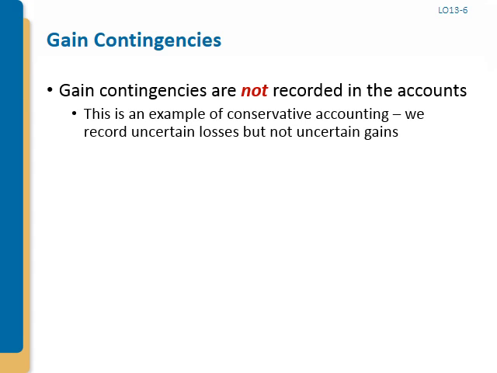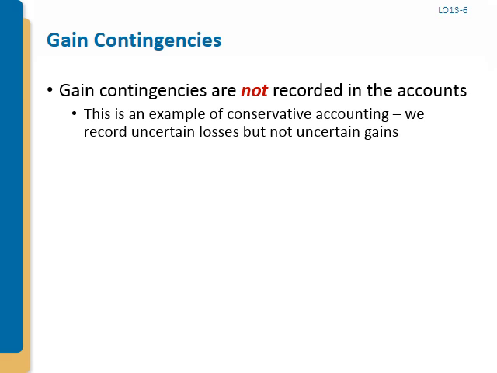A gain contingency is an uncertain situation that might result in a gain. For example, in a pending lawsuit, one side, the defendant, faces a loss contingency. On the other hand, the plaintiff has a gain contingency. Loss contingencies are accrued when it's probable that an amount will be paid and an amount can be reasonably estimated.